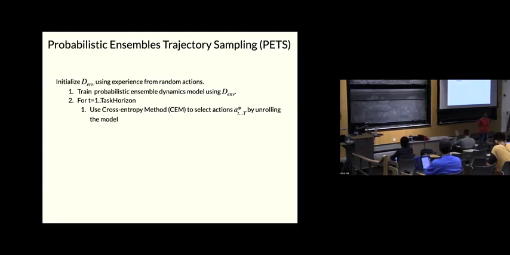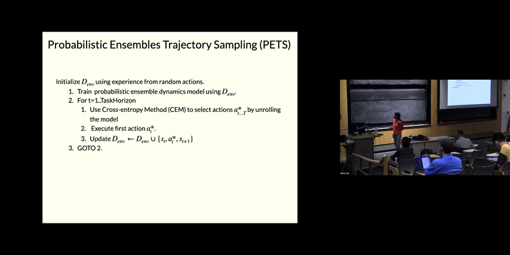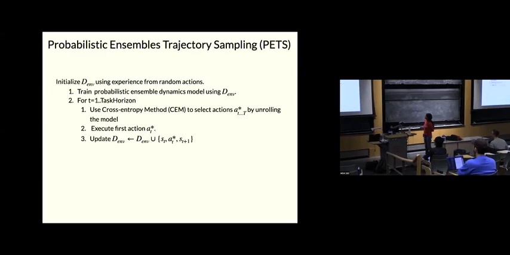Okay. Yes? So in PETS, in this version, we're not updating the dynamics model as we get more information. We're just training the dynamics model right at the beginning. Okay. We do update it. Okay, 1 second. Wait, 1 second. No, I'm not sure. 1 second. Do I have it here? Step 3. We are updating the dynamics model.